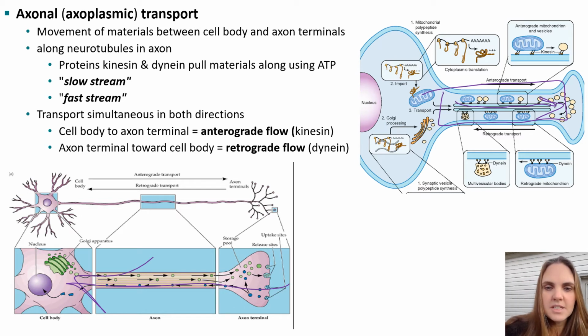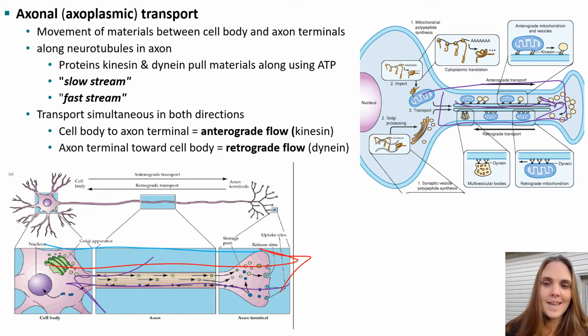So, big takeaway here, we have movement from cell body to axon terminal is anterograde, and then movement in the other direction from the terminal to the cell body is retrograde. And we can have fast or slow movement there.